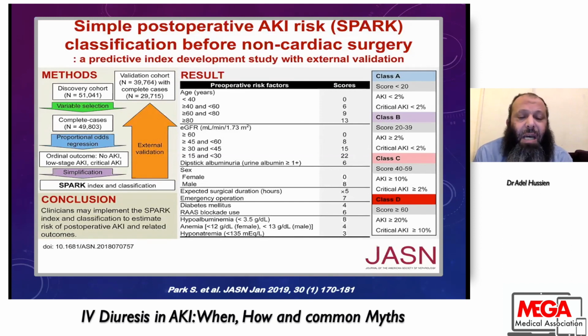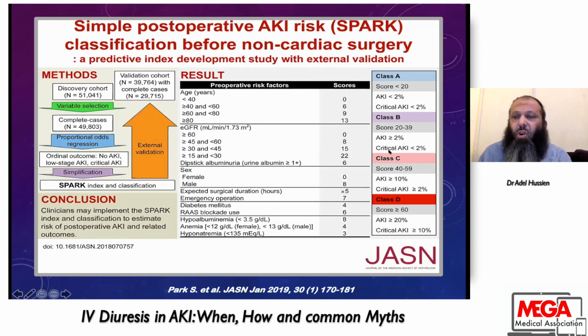This was a study published in 2019 to get an index and classification, and it has some external validation. The aim was to estimate the risk of postoperative AKI in non-cardiac surgery and the related outcome. It included preoperative risk factors with scoring for age, GFR, gender, surgical duration, whether it is emergency or not, diabetes, RAS, neuromuscular blockade or not, hyperbilirubinemia, and anemia.